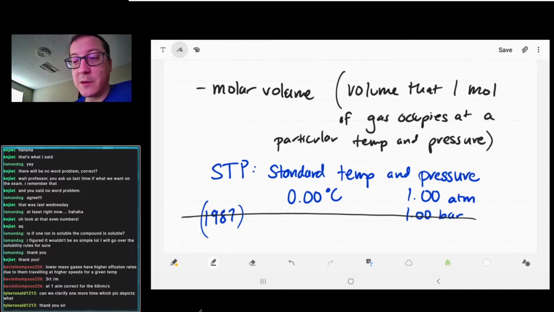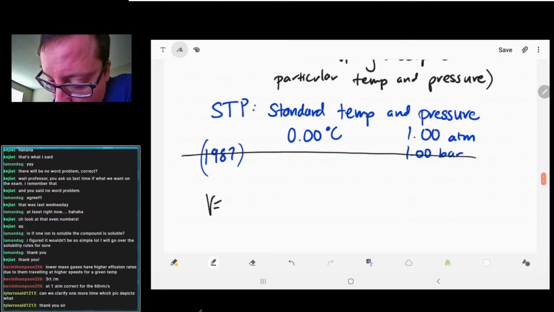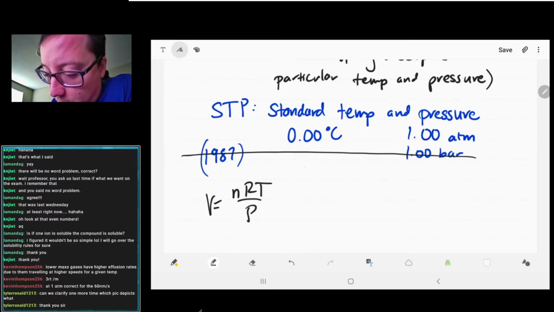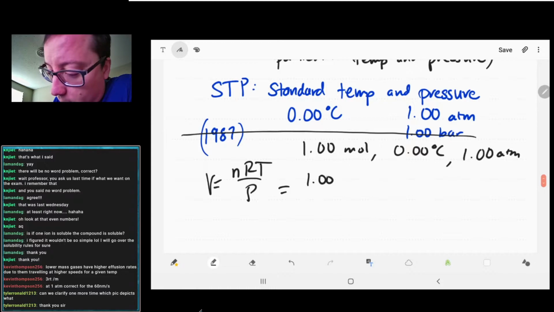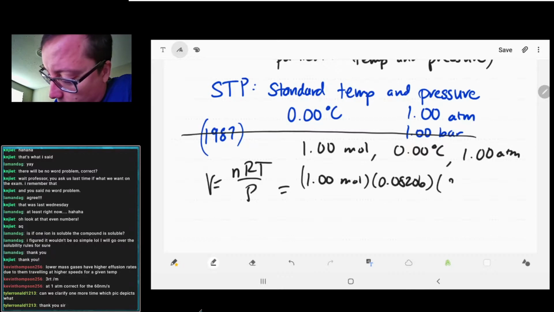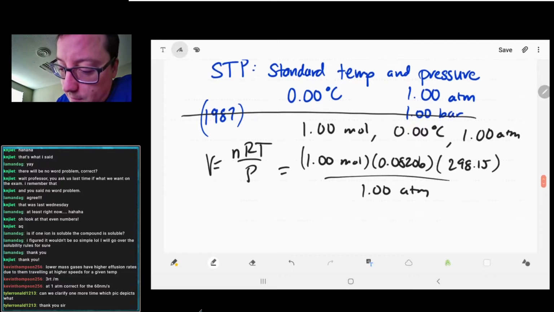So let's see what the molar volume would be at STP. That would be 1 atmosphere. V equals nRT over P. We're saying we have 1 mole, 0 degrees Celsius, and 1 atmosphere. So 1 mole, 0.08206, 298.15, 1 atmosphere. You do this, you get 22.4 liters.